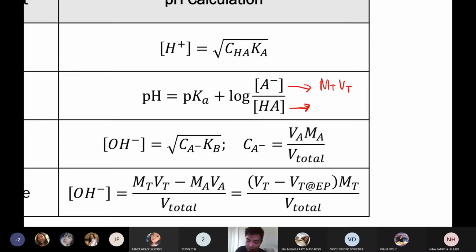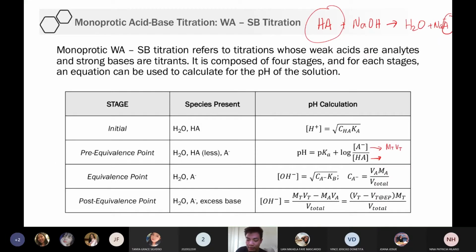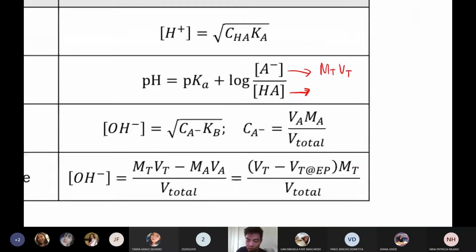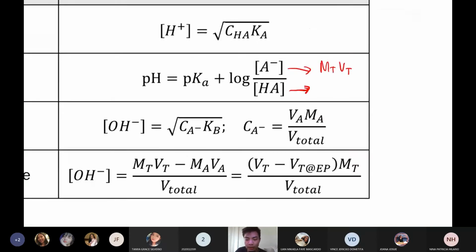So, ibig sabihin, yung acid, nababawasan dahil nagdagdag tayo ng base. Okay? So, similar lang to dun sa acid-base titration. Anong equation sa tingin nyo gagamitin natin dito? Ano sa tingin yung equation gagamitin natin to solve for the moles of the HA remaining? That is mole acid minus mole base, no? Or MAVA minus MTVT. Okay, take note of that.